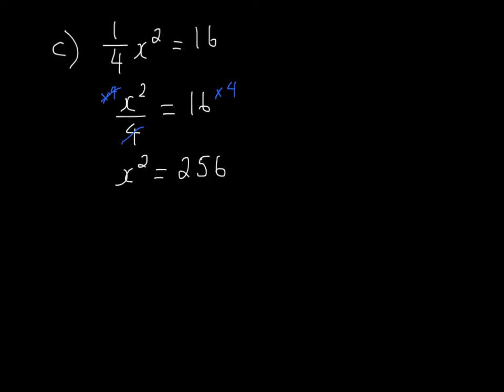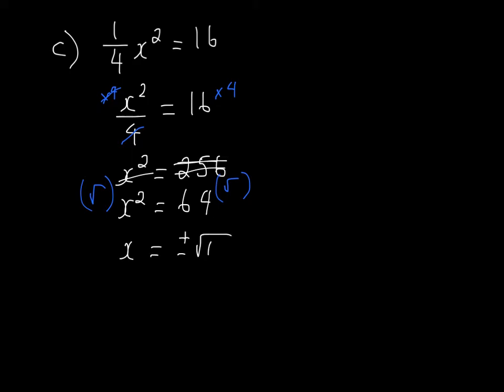Sorry, that's not going to get rid of it, so I'm just going to cross that out. x squared is going to equal 64. So now we need to take the square root of both sides, and we get x equals plus or minus the square root of 64.